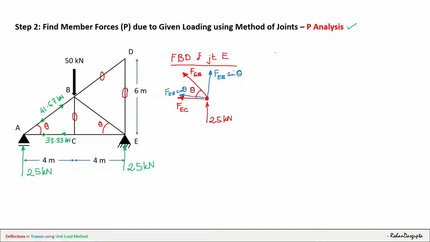Now, let us start with summation of Fy equals to 0, and let us assume the upward force is positive. Your focus should only be now on the FBD. So you see here, I have FEB sine theta in the upward direction plus 25 is equals to 0, or FEB is equals to minus 25 divided by sine theta.